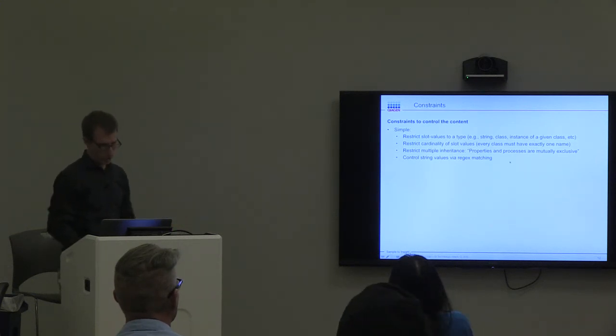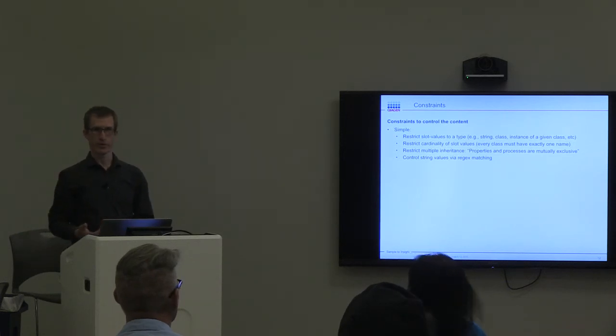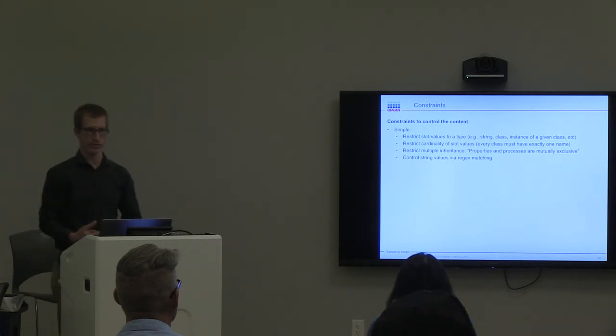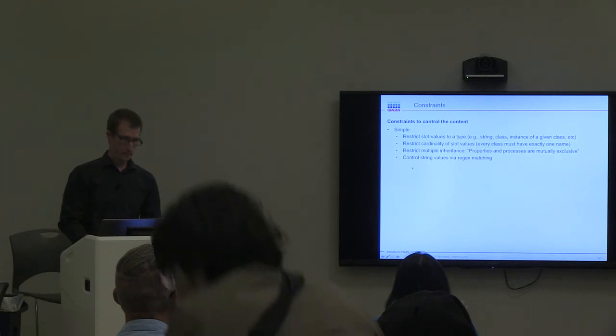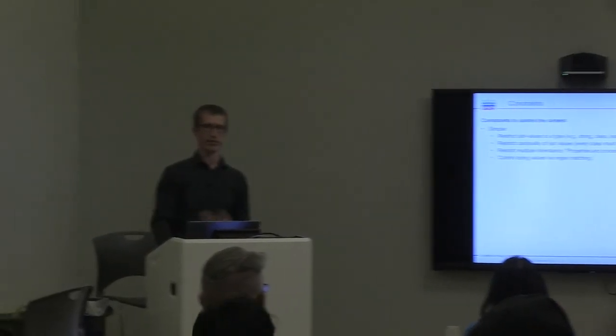What else? We can restrict multiple inheritance. Remember I said properties and processes, or properties and physical things, are mutually exclusive. If that's going to be true, we need to enforce it with a constraint. So these are all tests that have to be written into the ontology. There's a regex engine, so we can control string values with regex matching, either positive or negative tests. And then there are some more complex kinds of tests. We can prohibit duplicate findings, but that involves digging into the structure of each finding and looking for ones that have the same structure. Maybe not the same exact assertions, but the same structure.